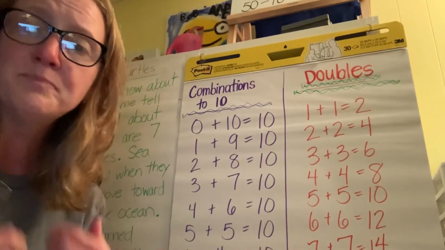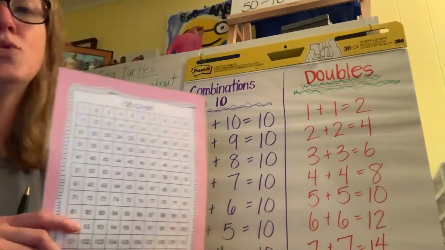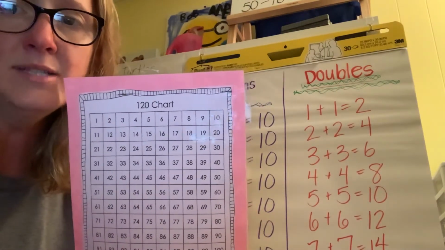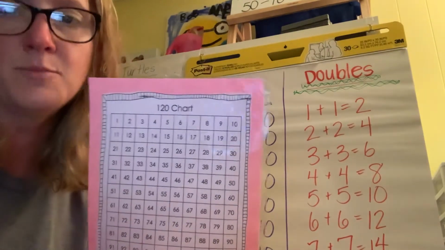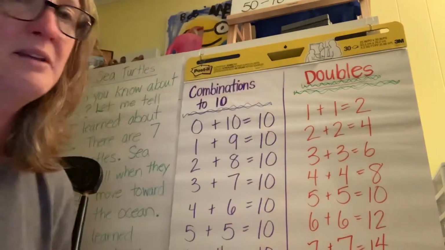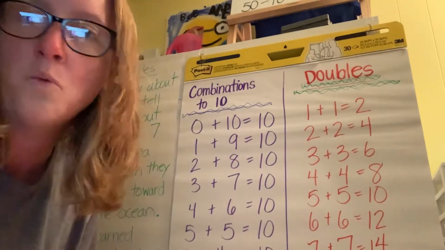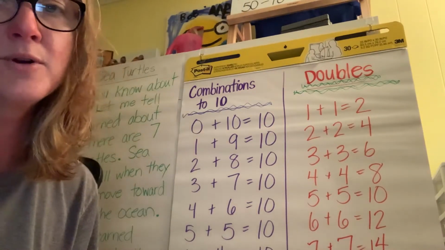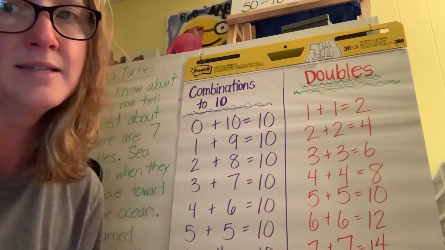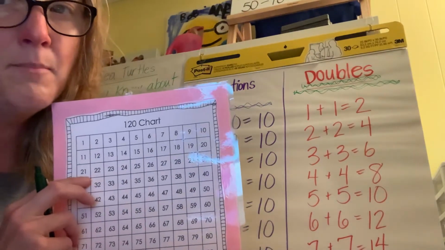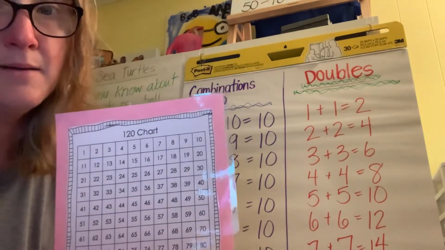So today, I want us to look at our 120s chart, because today we're going to practice counting and adding and subtracting by tens. We're really good at doing our combinations to 10. We can even talk about our combinations to 11 and 12 and some higher numbers. You guys are really good at adding and subtracting. But now we're going to practice adding by 10 or subtracting by 10.